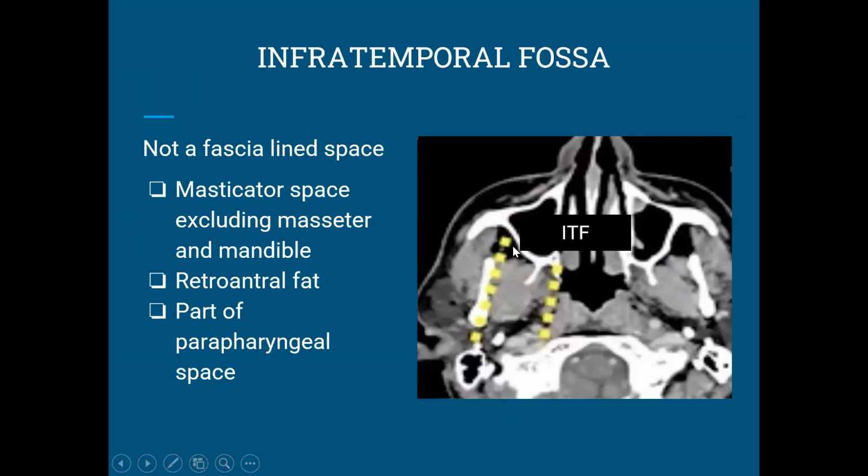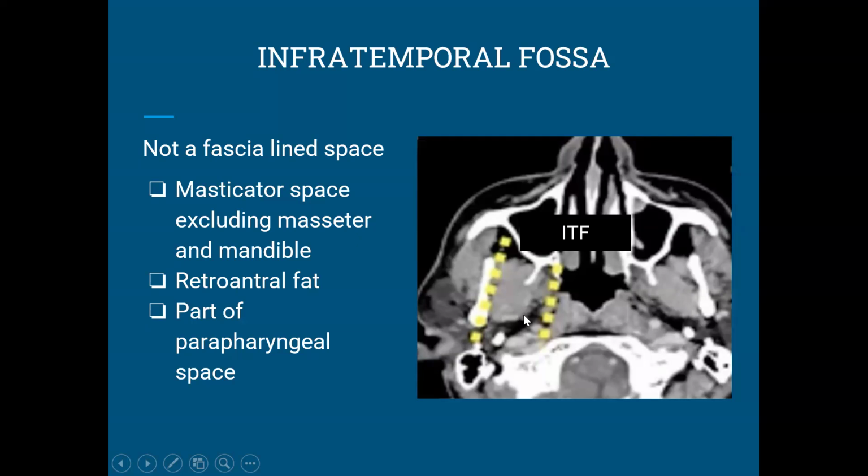Components include, anteriorly, the retroantral fat, which is part of the buccal space. And we have seen the masticator space. This is the masticator space. So the infratemporal fossa would comprise the masticator space excluding the masseter muscle and the bone. So the masticator space minus the masseter and the mandible would be a component of the infratemporal fossa.